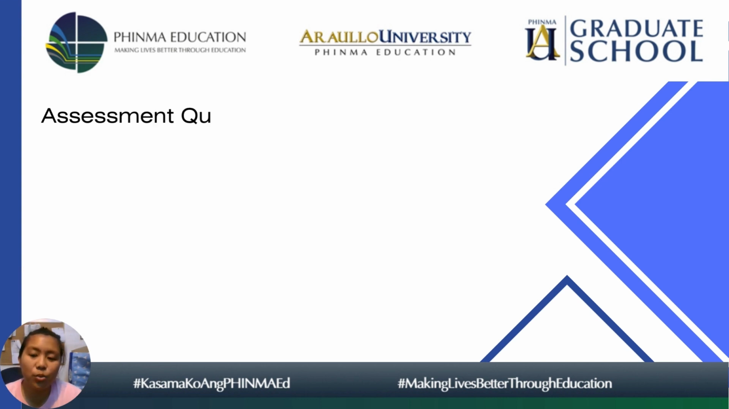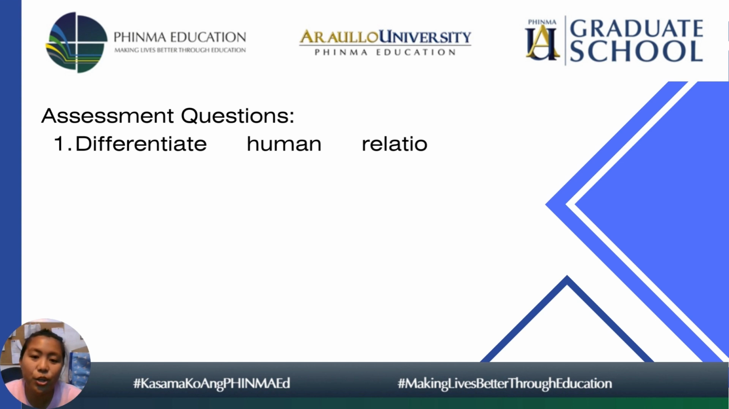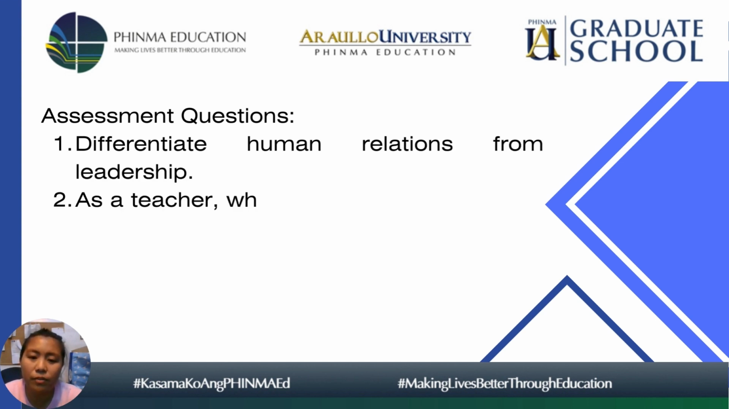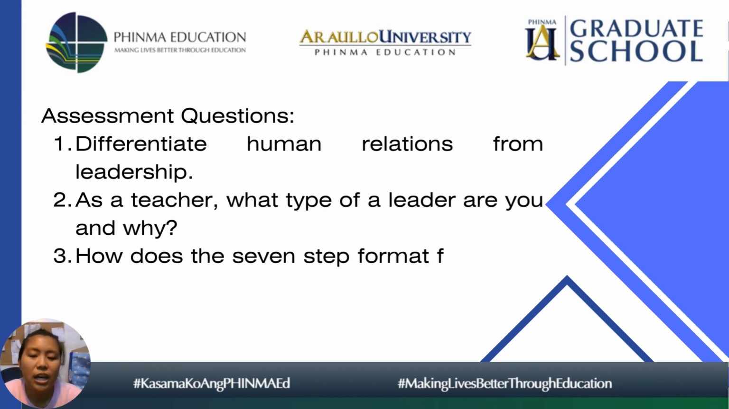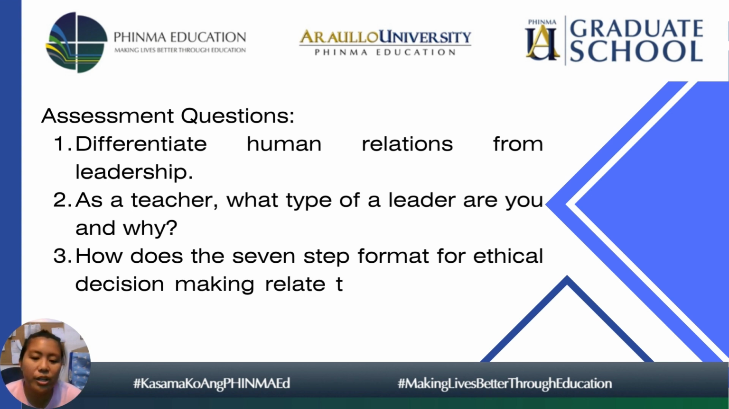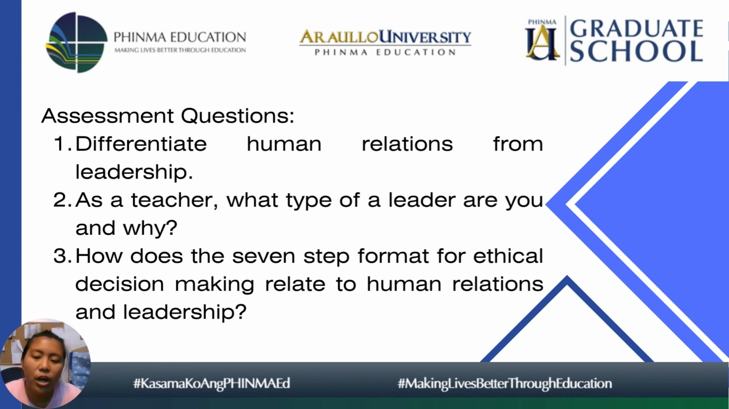So for the assessment questions, we have here the following. Number 1, differentiate human relations from leadership. Number 2, as a teacher, what type of a leader are you and why? Number 3, how does the 7-step format for ethical decision making relate to human relations and leadership? To help you answer these questions, aside from what we have discussed, I want you to watch the following supplemental video about human relations and leadership.